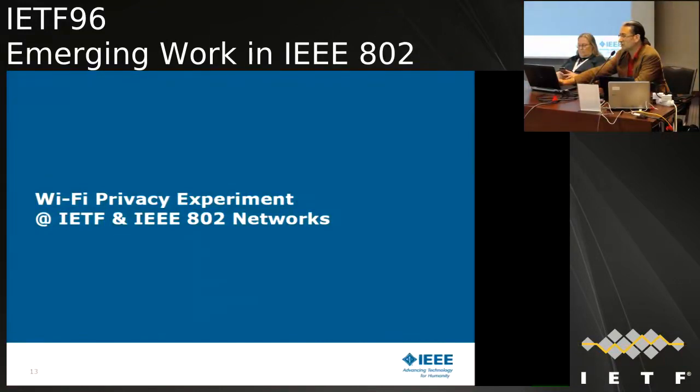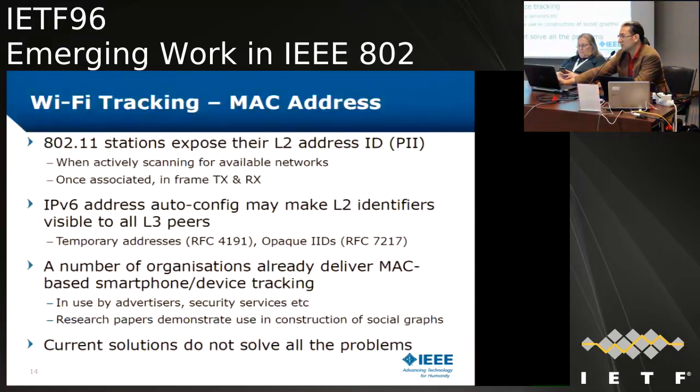I'm going to speak quickly about a privacy experiment we did in the IEEE 802 and IETF networks. We created a setup to test the feasibility of randomizing MAC addresses, and that actually became the permanent setup for both networks. So it is enabled now, so people can freely use randomized MAC addresses without disrupting the network, in both meetings.